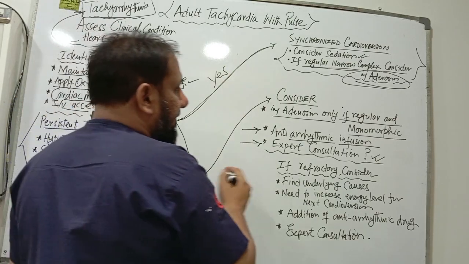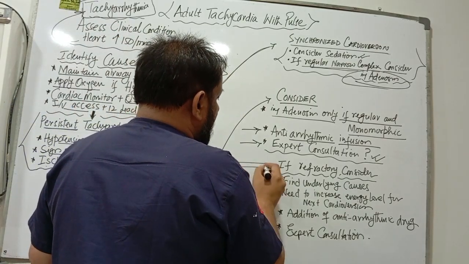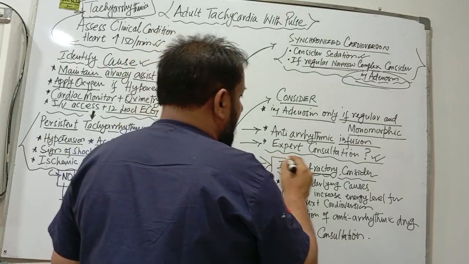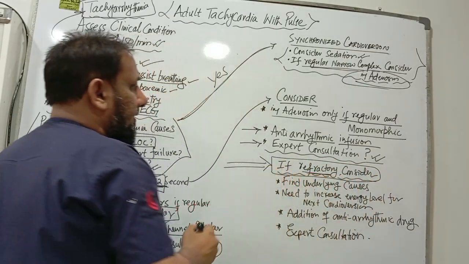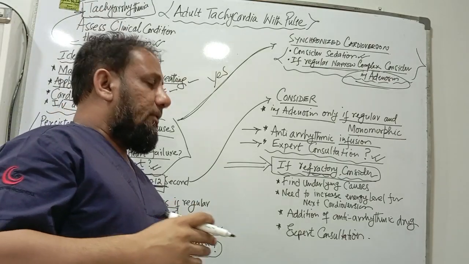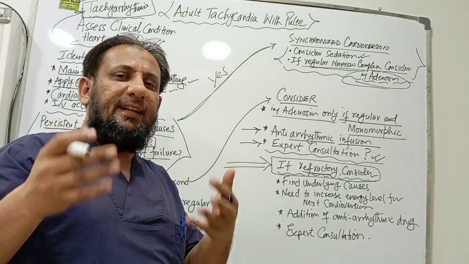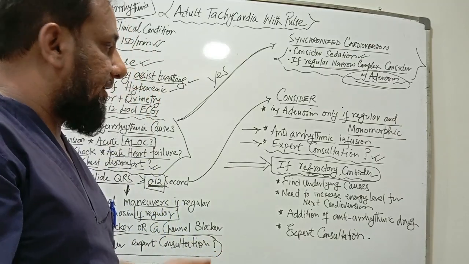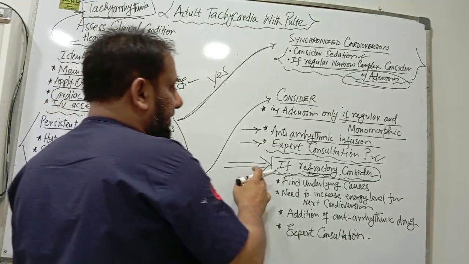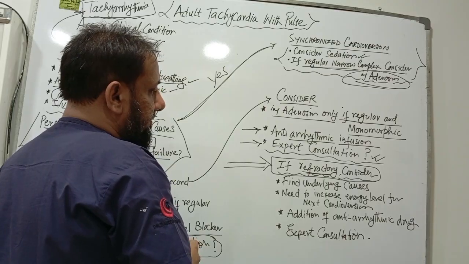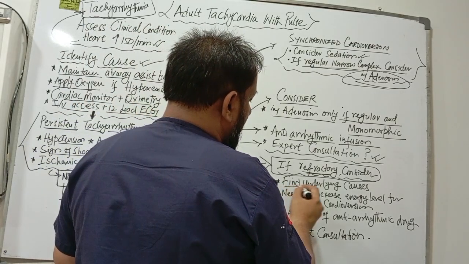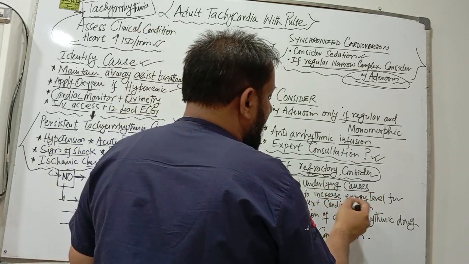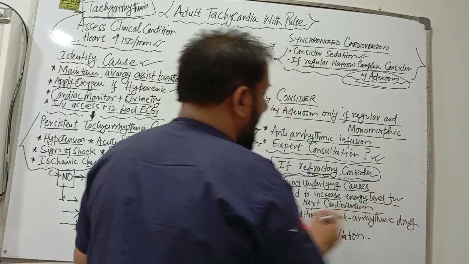After that, if you consider your tachycardia refractory, the refractory tachycardia is another tachycardia. You already gave the shock many times, 2-3 times, and 2 minutes of CPR compression was done, so you will consider it a refractory tachycardia. So what will we do? We will find the underlying causes and need to increase the energy level for the next cardioversion.